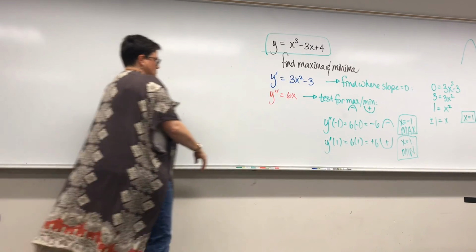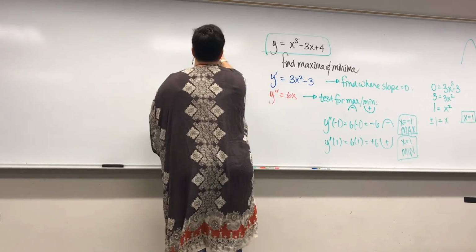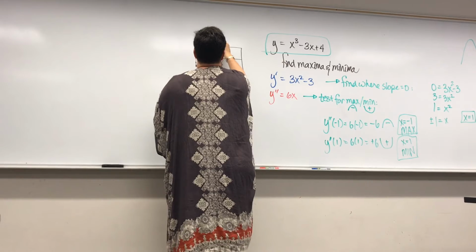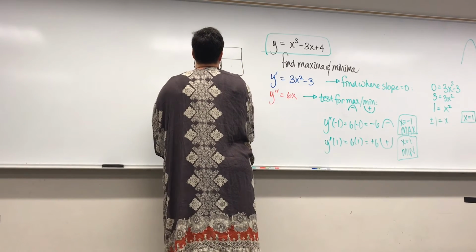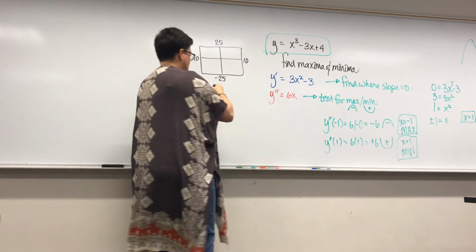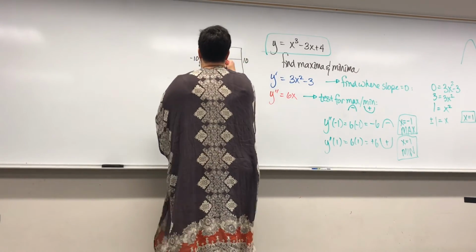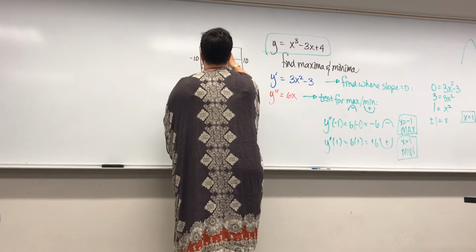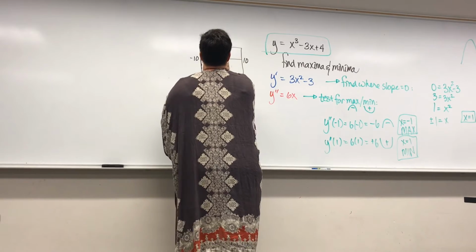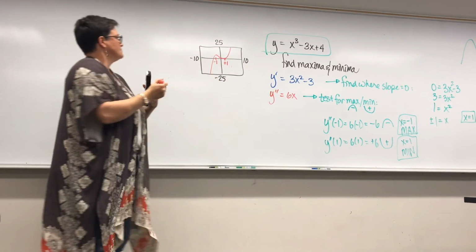So here's my little graph now. And I went from 25, negative 25, negative 10, 10. Or you can just go zoom standard and they'll get you there. It looks like that. So here's negative 1, and here's positive 1, as promised.